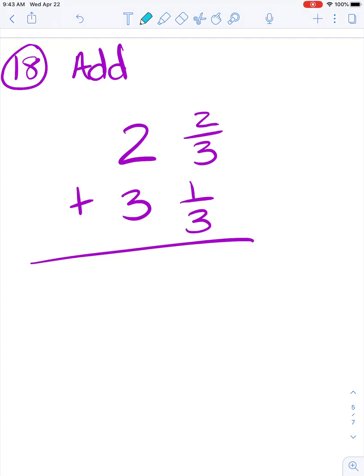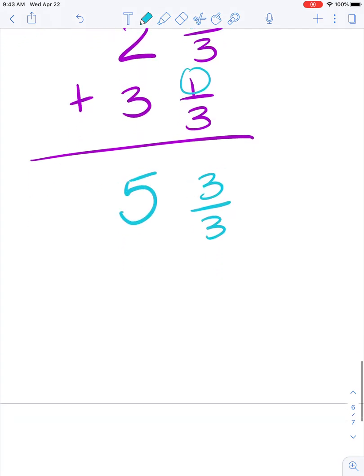Here we're going to add mixed fractions. All right, we start with our fraction. If our denominator is the same, we keep it the same, which it is. And then we just add our numerators. 2 plus 1 is 3. I add my whole numbers. 2 plus 3 is 5.